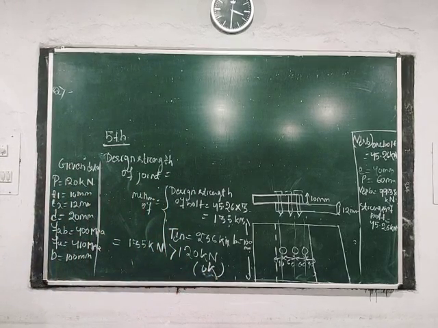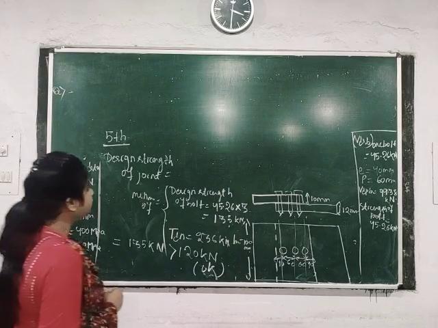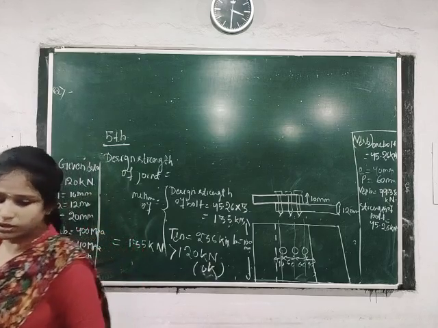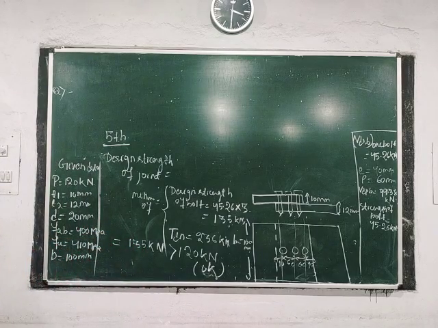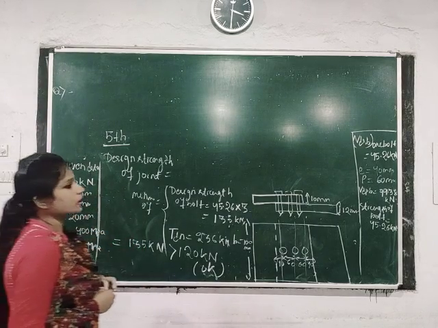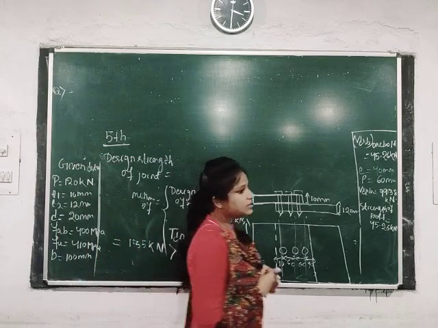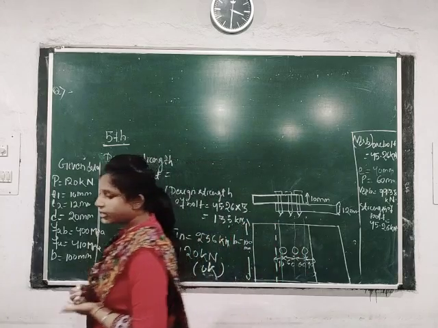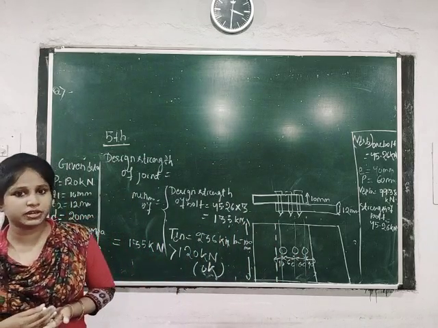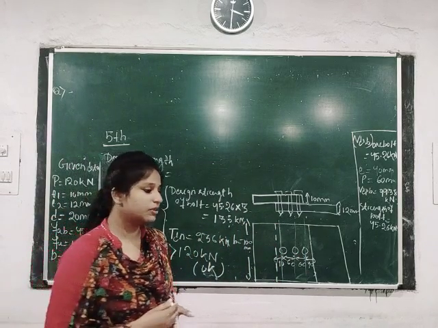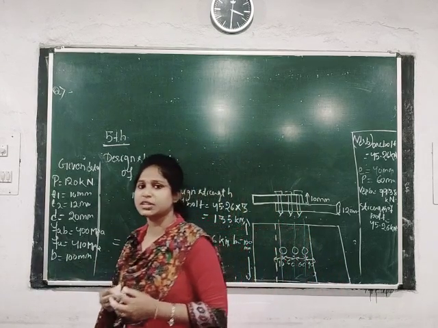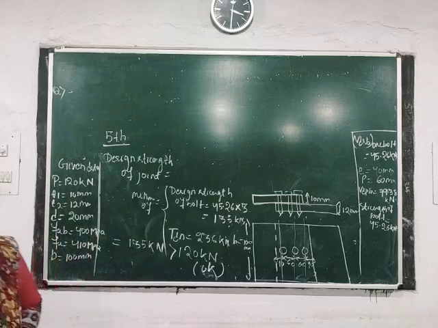So, in this way you can design the lap joint and the butt joint also. Here we have finished the theory part and the numerical part of the bearing bolted joint. In the next lecture, we will discuss the analysis of the high strength friction grip bolt. Okay, thank you.